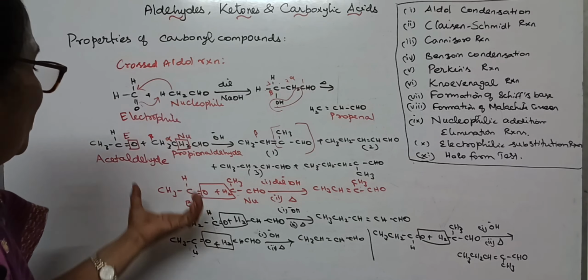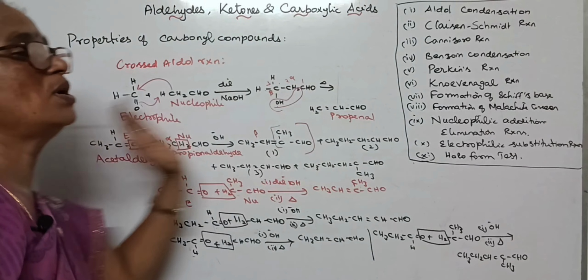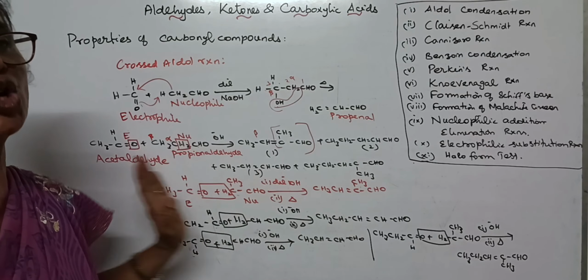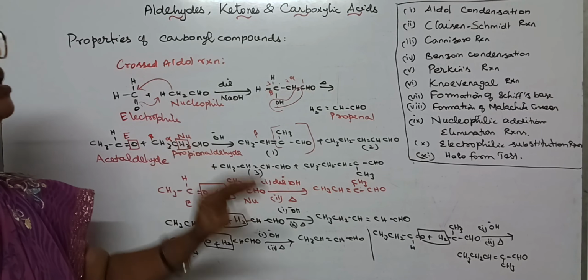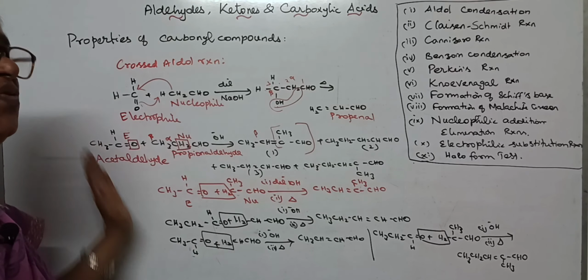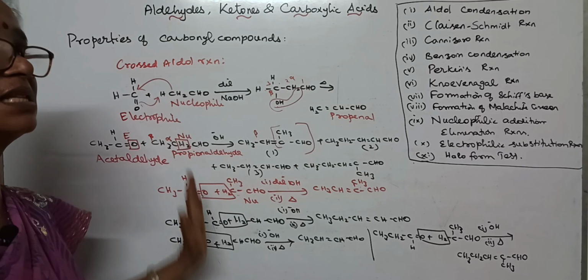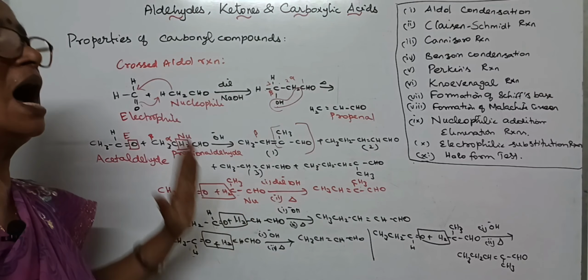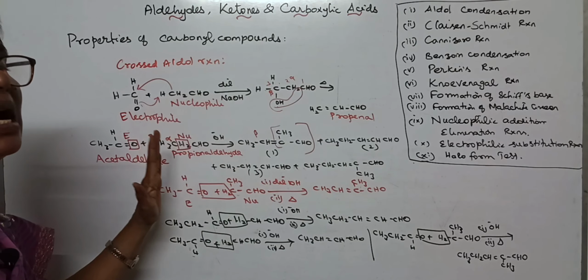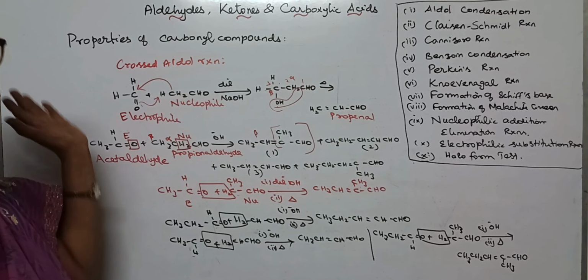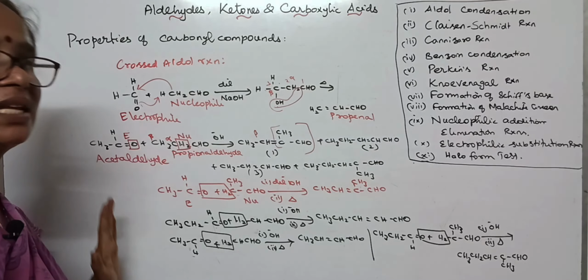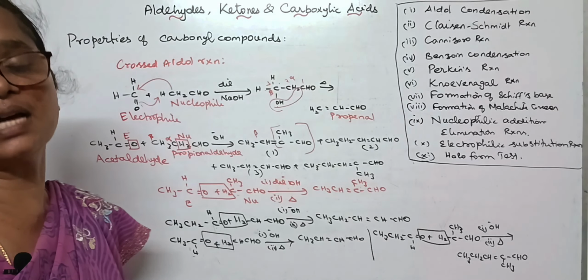So you can make this reaction even with acetone and acetaldehyde. So both will have 5 carbons. Once again you will get acetone with the self-aldol reaction, acetaldehyde with the self-aldol, acetone as nucleophile with acetaldehyde as electrophile, and the fourth one, acetone as the electrophile and acetaldehyde as the nucleophile.